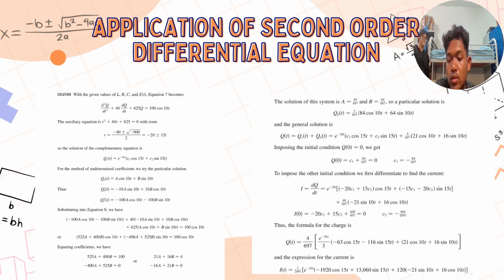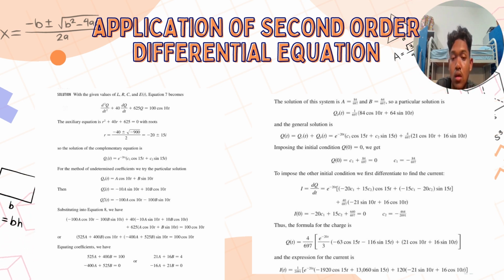Solution: given the values of L, R, C and E, it becomes d²Q/dt² + 40 dQ/dt + 625Q = 100 cos 10t.